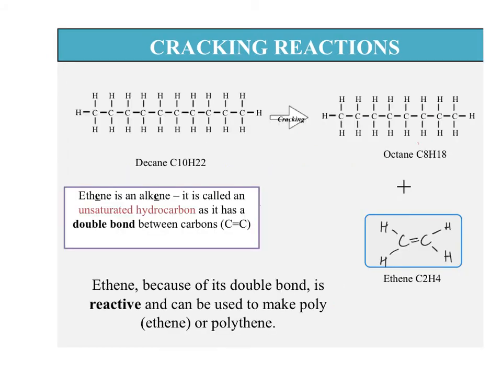So one of your answers might have been that we can take decane, C10H22, and we could break it down to octane, C8H18, and ethene. Remember I said you can separate it into alkanes and alkenes. And now ethene, we're going to talk about polymerization in a second, is reactive. That double bond means that it can undergo different chemical reactions and be used to make something called a polymer. Remember that ethene is unsaturated, it's got that carbon-carbon double bond, whereas octane is a saturated hydrocarbon. All of those carbons are attached to 4 different atoms.